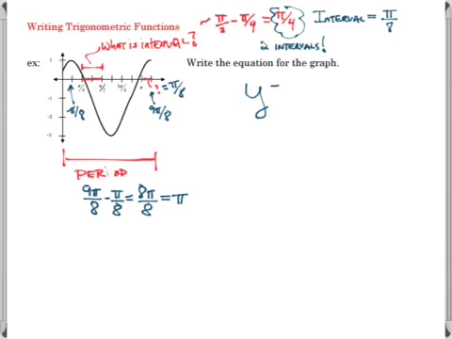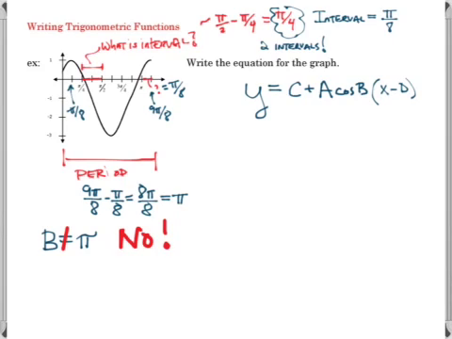Now what I need to do is start figuring out the values, the pieces of my equation. I know my vertical shift is pretty easy, the amplitude is pretty easy. The b value is hard. The b value is not pi. The period is pi, and the period doesn't show up in my equation.